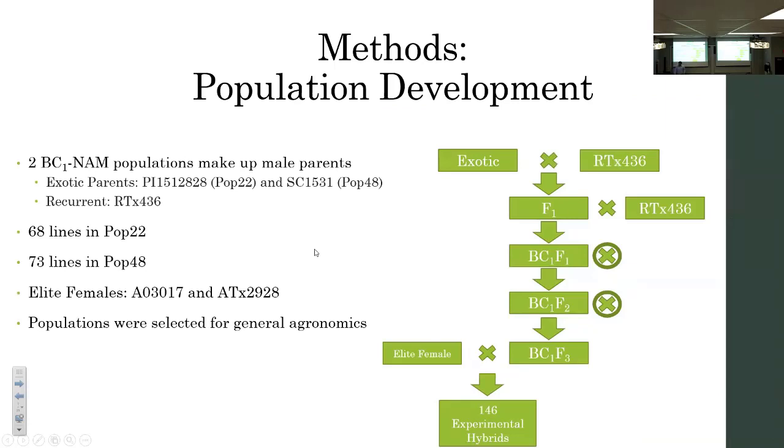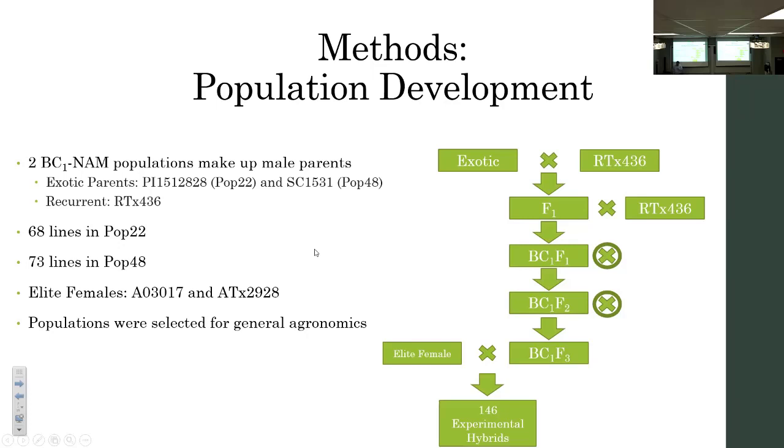For this study, we used 2 BC1 NAM populations, and those are the male parents in the study. You can see in the diagram on the right how these populations were developed. There are 2 different exotic parents for each population. The exotic is crossed to RTX436, which is our elite recurrent parent. The F1 is backcrossed one time to RTX436 again, and then from there it's selfed to the BC1F3. From there, those BC1F3s were all crossed to 03017 and ATX2928, which are both elite females in the program.